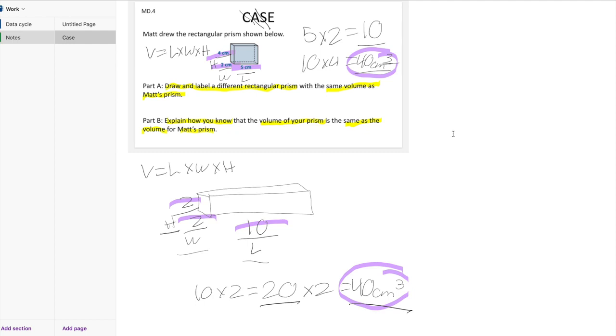That's pretty much what B is asking me to do. Explain how you know that the volume of your prism is the same as the volume for Matt's prism. The volume of Matt's prism was 40 centimeters cubed, and the volume of my prism was 40 centimeters cubed. So I know that the same number of cubes fits inside each of these prisms. I can cross off my E for explain. And that's how you do a case problem.